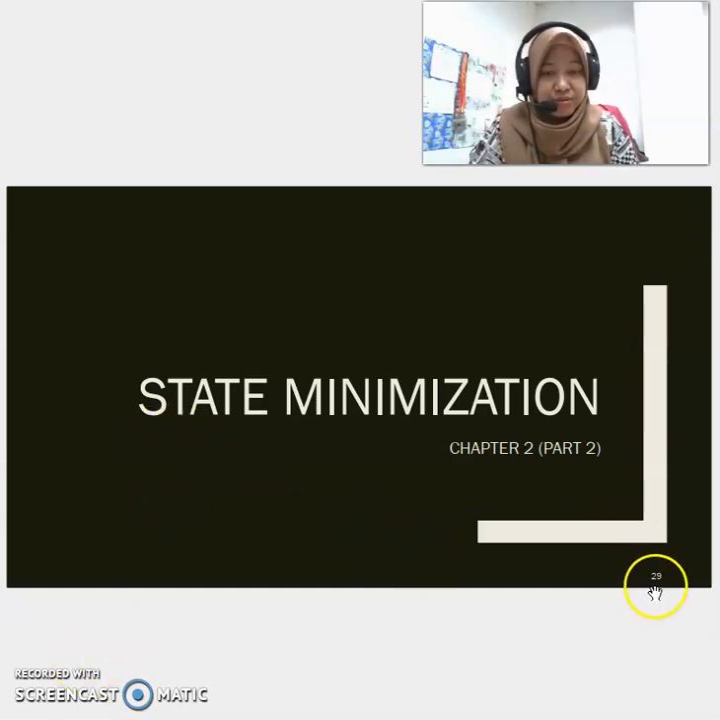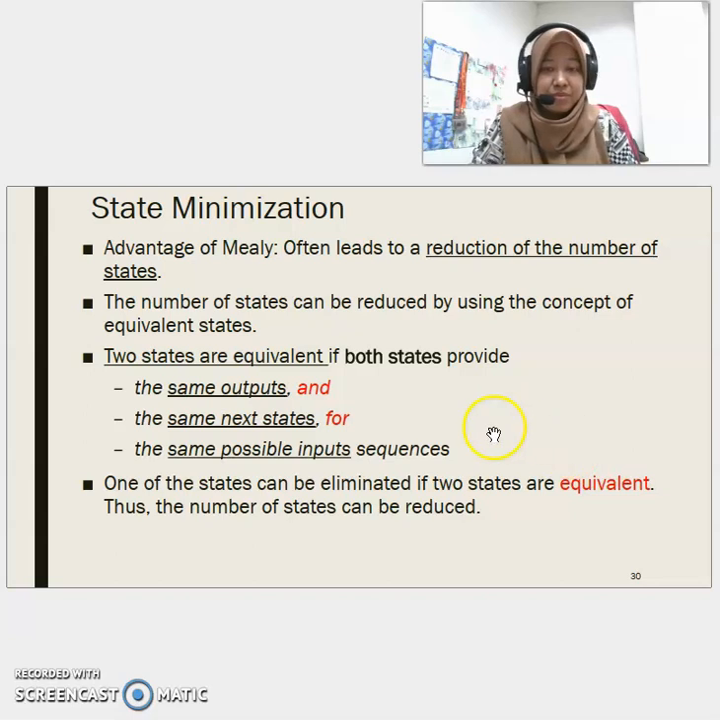In this video, I'm going to briefly explain state minimization in finite state machines. So what is state minimization? State minimization is a process where a state in the state diagram can be eliminated if any two states are equivalent. So how do we know whether the states are equivalent or not?